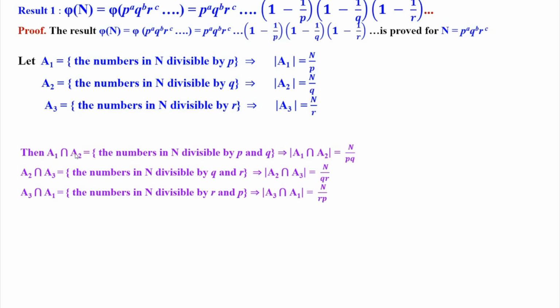Now let A1 intersection A2 denote the set of all numbers in n divisible by both p and q. So the number of such numbers will be n by p into q. In the same way for the next one, the order is given by n by q into r, and for this it is n by r into p. And A1 intersection A2 intersection A3 is the set of all those numbers in n which are divisible by p, q as well as r. So the number of such numbers is n by p into q into r.